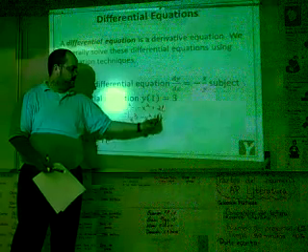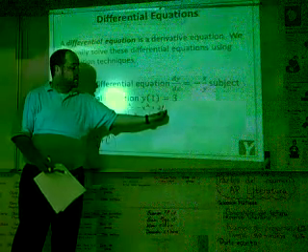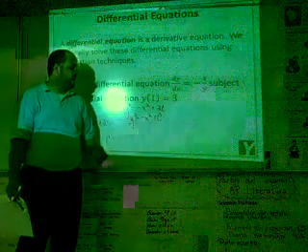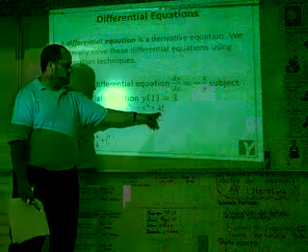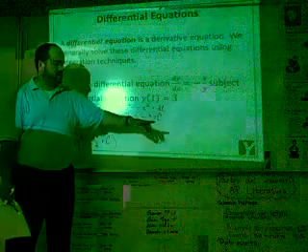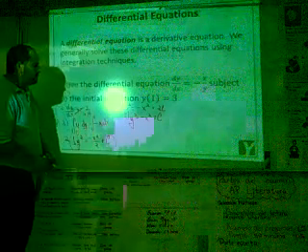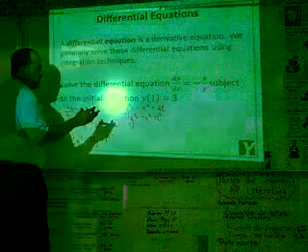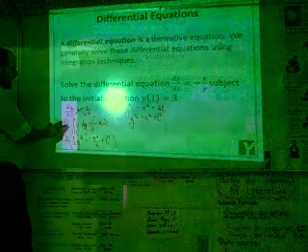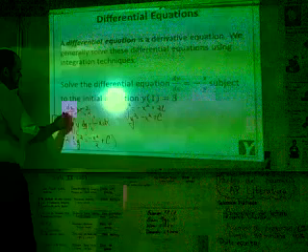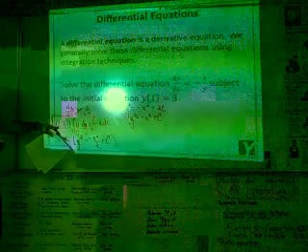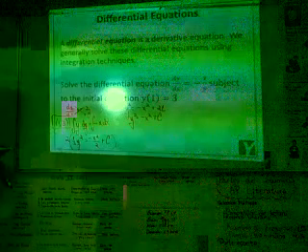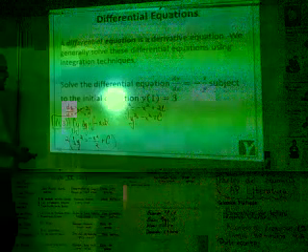Some textbooks encourage you to call this c1. 2 times c1, I'd then replace it with c2. According to the College Board, you can just jump from 2c straight to c. That's fine. I still have not solved this completely for y. I have not used my initial condition that y of 1 is equal to 3. We can do that now, or we can do it later. It doesn't really matter. I'm going to choose to do this now.